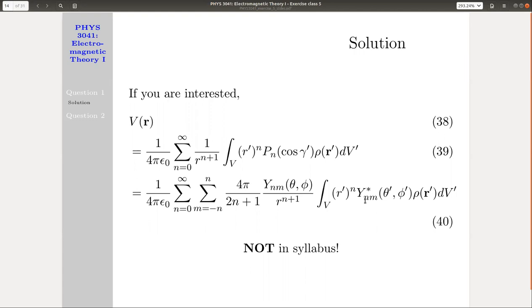So the Y l m here are called spherical harmonics, but this one is not in the syllabus. So it's just for your interest. If you're interested, you might check out more about it. But the form here will be more convenient for you to do the integrals, because here all the variables, the r prime, theta prime, and phi prime can be naturally used to compute the integrals.